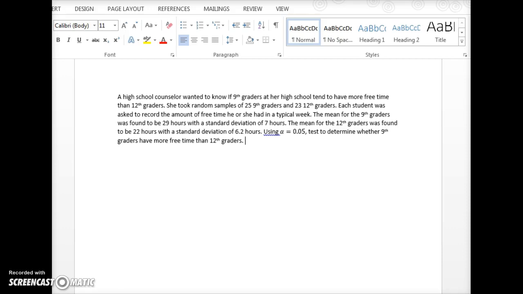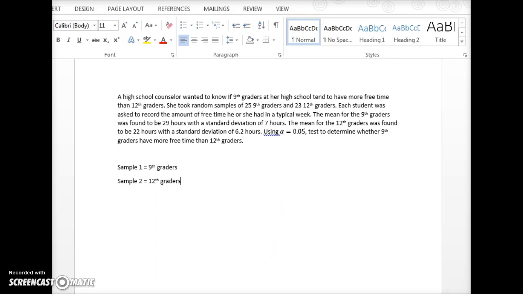So let's label what the two groups are first. In this example, sample 1 is going to be the ninth graders, and sample 2 will be the 12th graders.